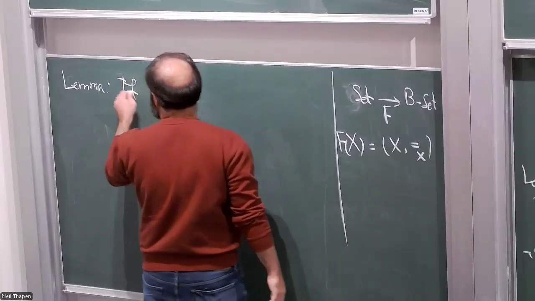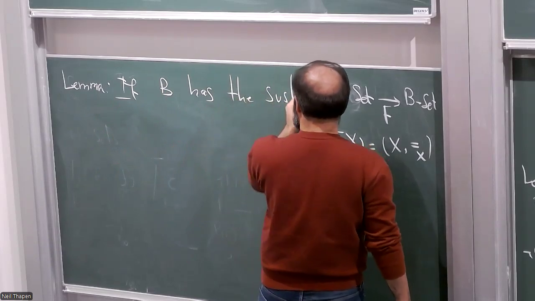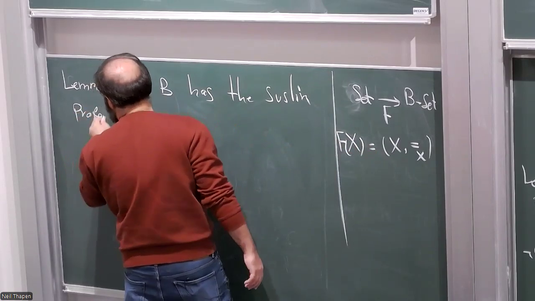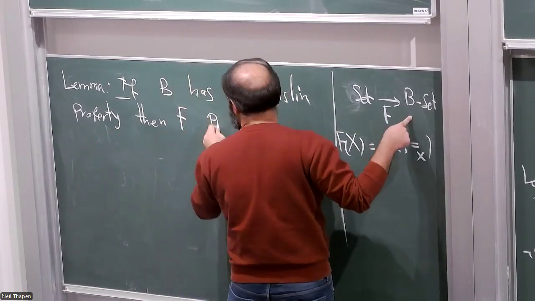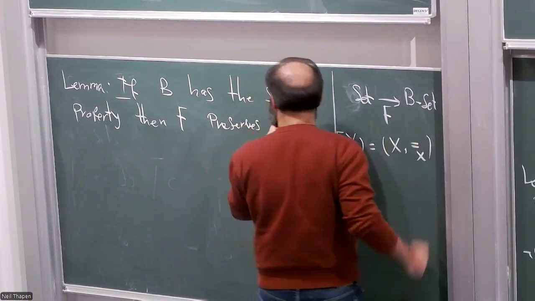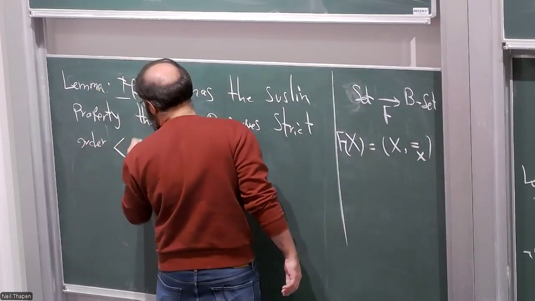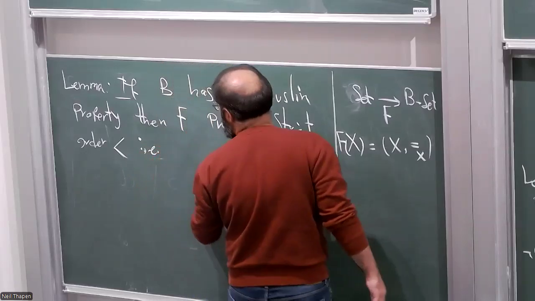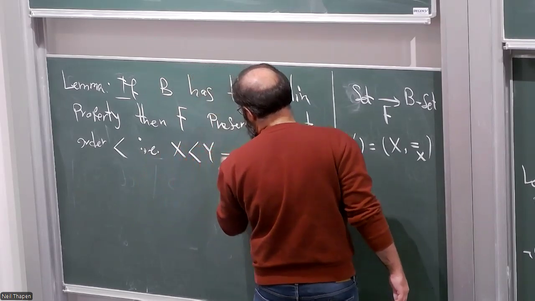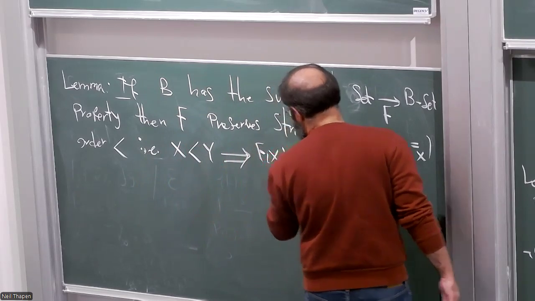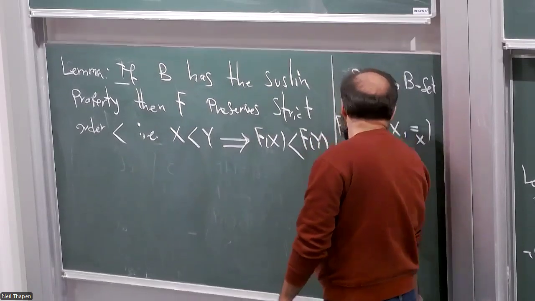So if B has, say, the Suslin property that I will explain in a moment, then this F preserves strict order, i.e., if for any sets x and y, if you have x strictly less than y, then F of x is also strictly less than F of y. So that is some interesting lemma.